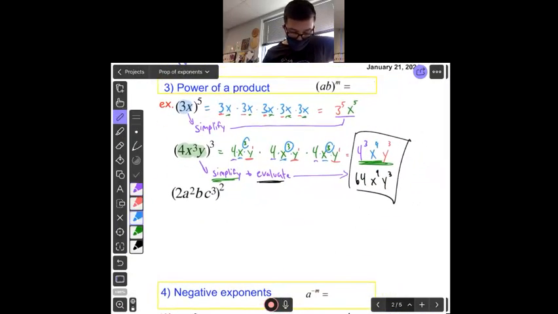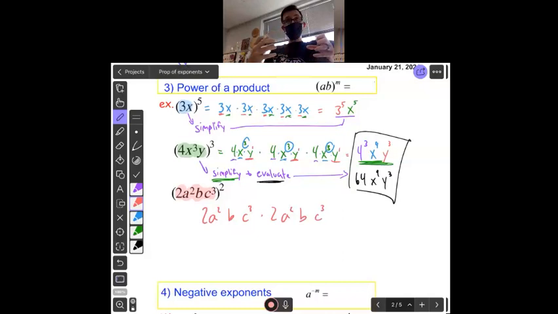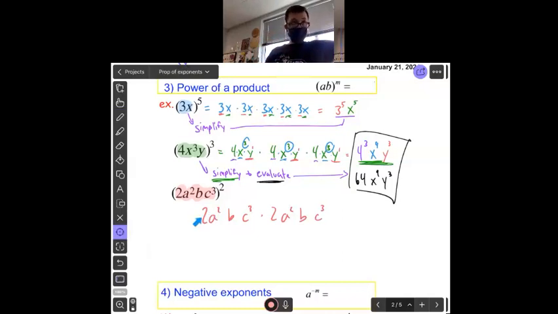Same thing here in this last one. So it'll just be 2a squared b c cubed times 2a squared b c cubed. Again, that idea that if you need to, you can visually pull things apart, and just realizing that that square is not on the 2, it's only on the a, and that cube is not on the b, it's only on the c, right?